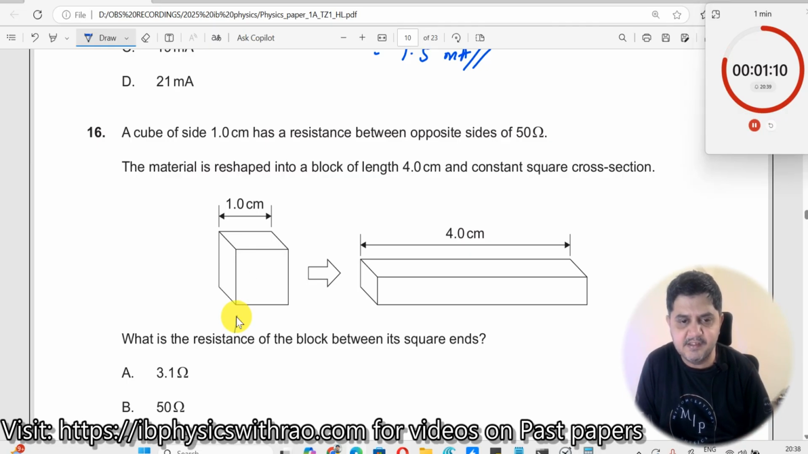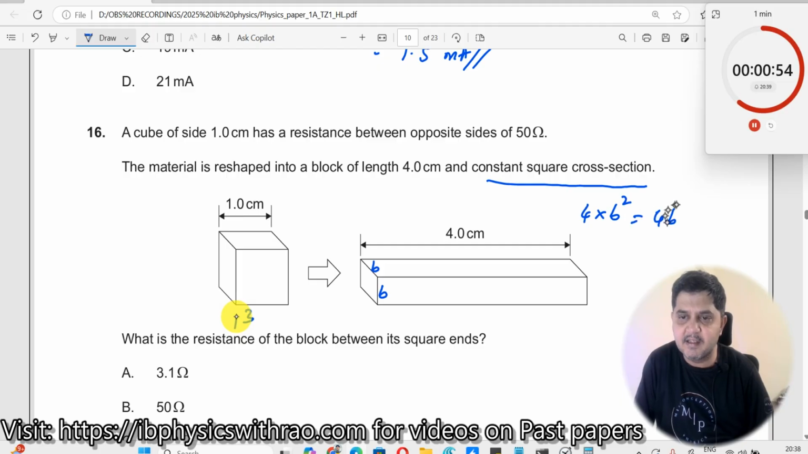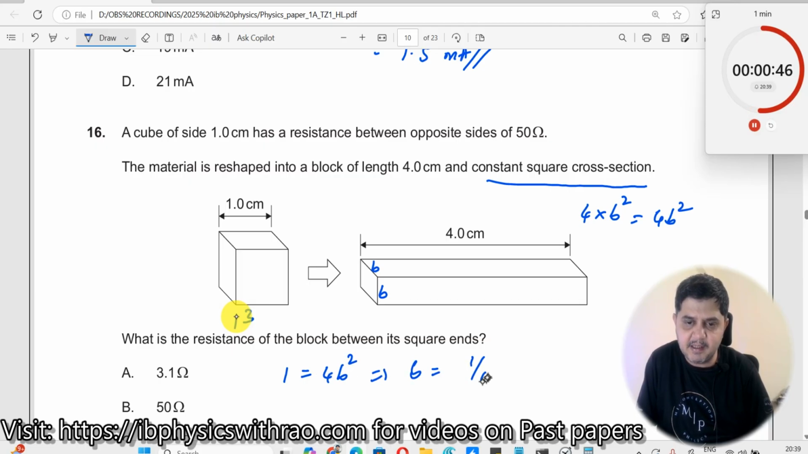What is the volume of this 1 cube? Because it's a cube, the volume is 1. Now he says constant square cross section, which means this is B and this is also B, right? So the volume of this one would be L into B into H, which will be 4 into B square, which is 4B square. So from here, I can write 1 is equal to 4B square, or I can get the value of B is equal to square root of 1 by 4, which is equal to half. So we got this one here.